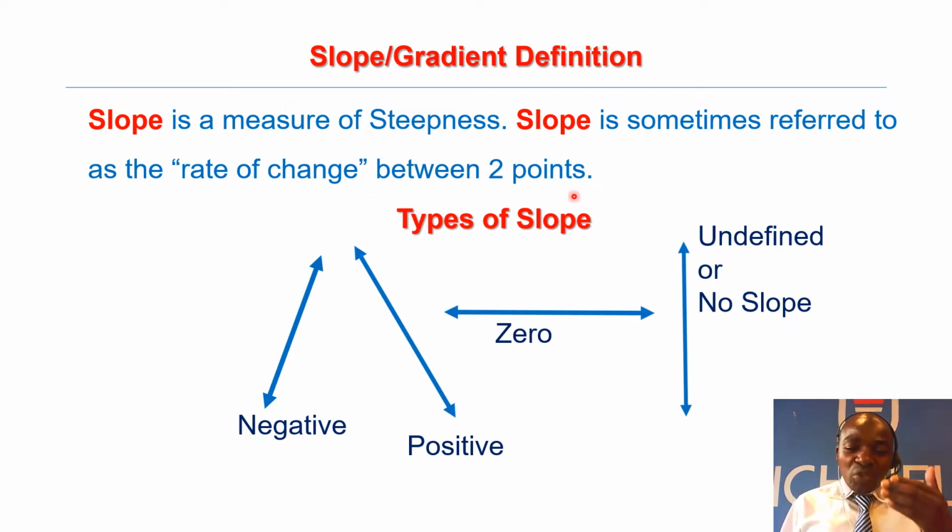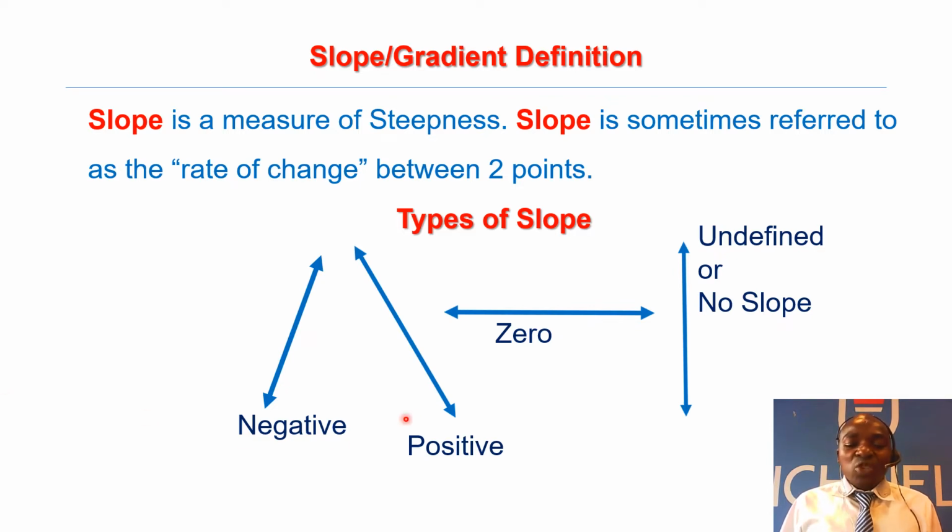So we have got the 4 main types of slope. We have got what we call a negative slope, a positive slope, a zero slope, and undefined or no slope at all. So we have got a negative slope in a situation when our linear equation has an increase in the y values and a decrease in the x values. Remember, the x values are increasing as you go to the right side and decreasing as you go to the left side.